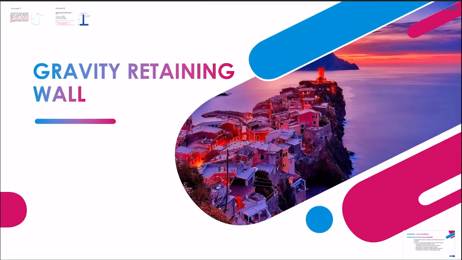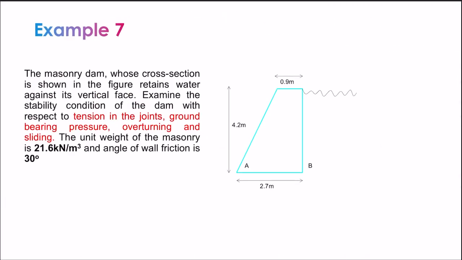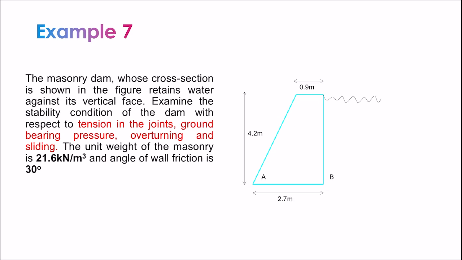Now we're going to continue on the gravity retaining wall, example 7. The masonry dam whose cross-section is shown in the figure retains water against its vertical face. Meaning here, there is water. Examine the stability condition of the dam with respect to: 1. Tension in a joint, 2. The ground bearing pressure, 3. The overturning, and 4. Sliding. Meaning you have to check the stability with respect to this.